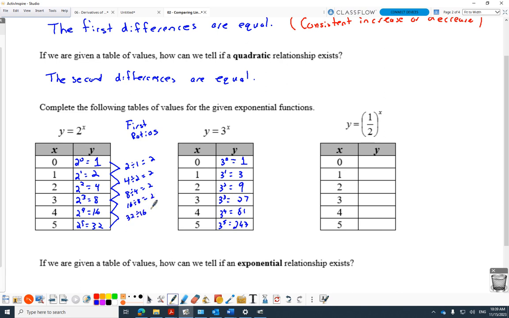Mr. Todd, do I have to write them all if I can see it works? No. My job is to get you ready for tougher examples. If there are a whole bunch of crazy decimals, you're going to have to do every single one to make sure it's exponential. Does it happen here? Are these first ratios the same? What's it multiplying by every time here?